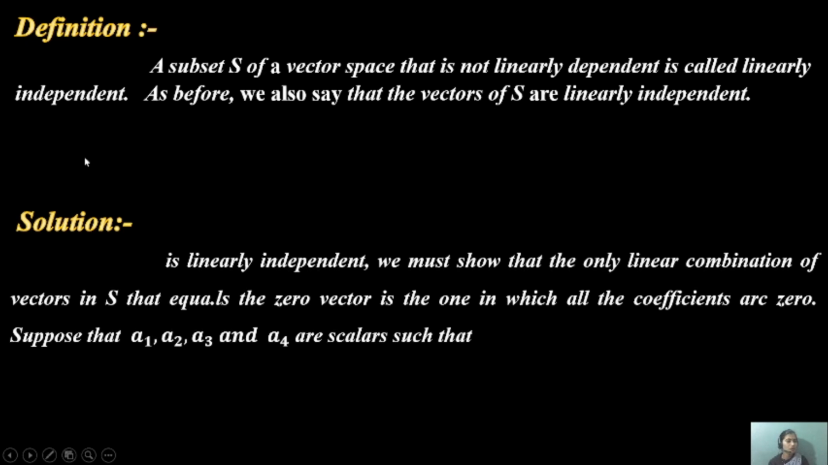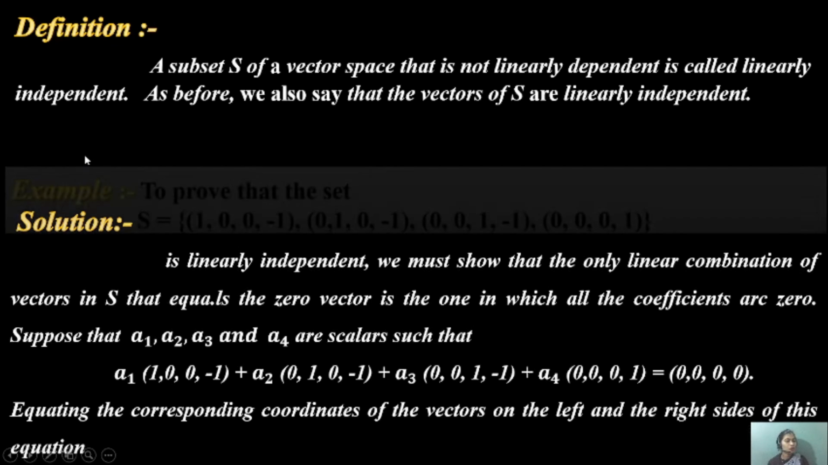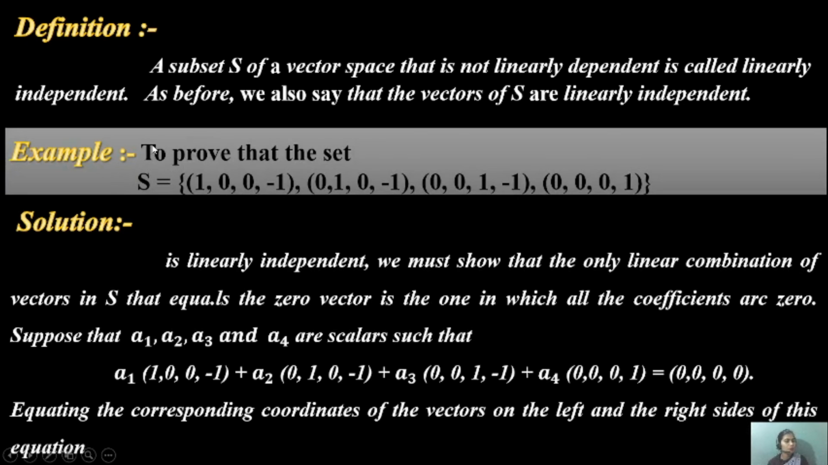Now the example to prove that a set is linearly independent. In the previous example, the value did not come out as 0. After that, to prove that the set is equal to (1,0,0,-1), (0,1,0,-1), (0,0,1,-1) and (0,0,0,1). How do we solve this equation? Same as the form in the previous example. Is this set S linearly independent?